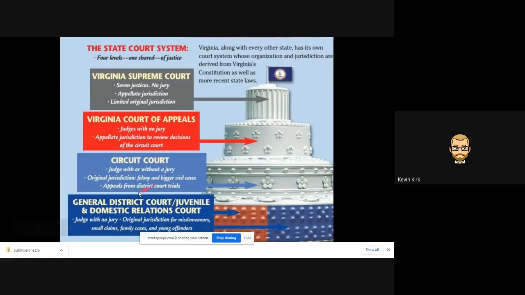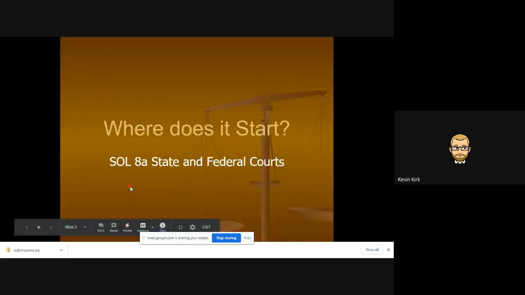So the circuit court can actually, if you look at the bottom, appeal from district court trials from down here. They have original jurisdiction only for two kinds of cases: felonies in the state of Virginia and large dollar civil cases, or big civil cases. They have to be $5,000 or more. Those cases go to circuit court.